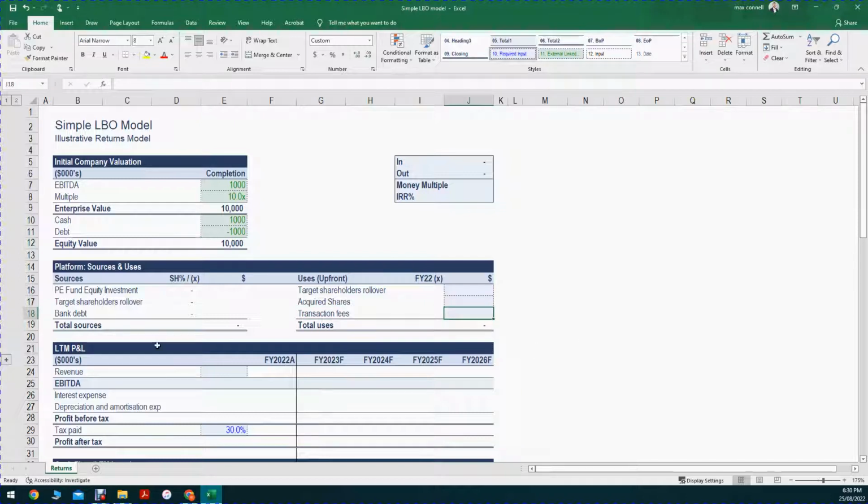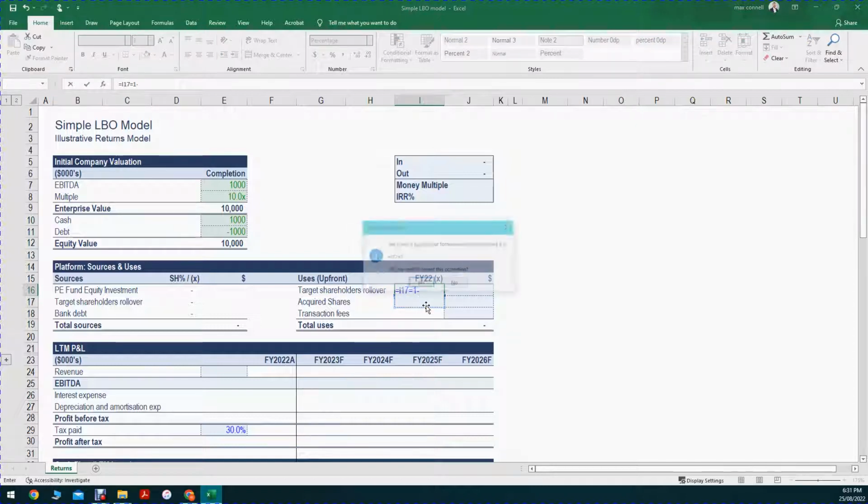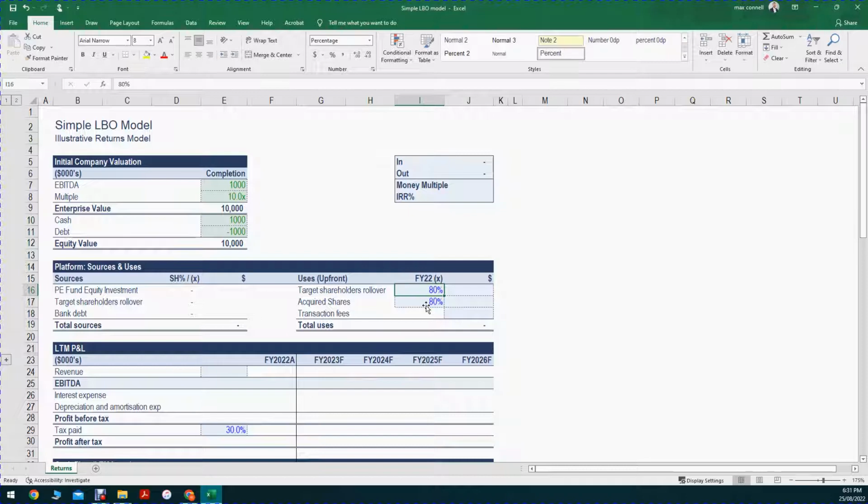So let's start off with transaction fees. Or maybe we start off with the percentages here. So in terms of how much we're acquiring of this business, let's say we're acquiring 80% of the business, which means that the existing shareholders are going to keep 20%. So we can go 1 minus that. So that adds up to 100%.